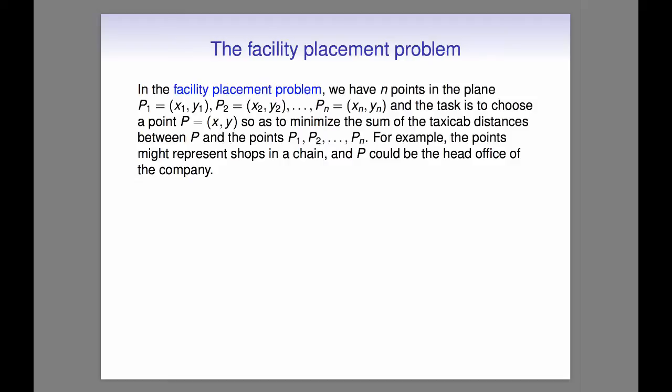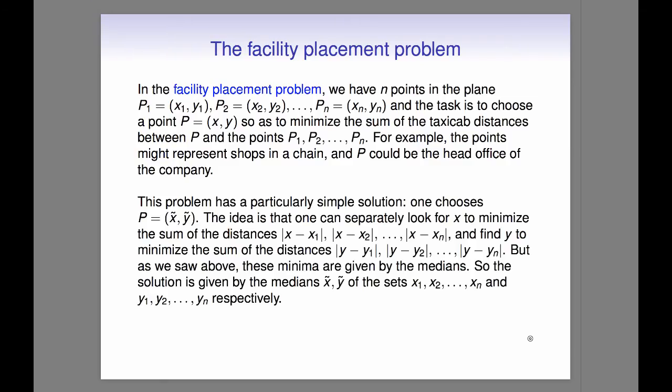And the facility placement problem is: given points in the plane, find a location which minimizes the sum of the taxicab distances from that point to the given points. So the idea is that the given points P1, P2, etc. might correspond to the locations of, for instance, shops in a chain of shops, and you're trying to find a point P to locate the head office so that it minimizes the sum of the distances to the particular shops, measured in the taxicab metric. And this problem has a particularly simple solution. You just take the median of the x coordinates of the points and the median of the y coordinates of the points, and they give you the coordinates of the solution point.